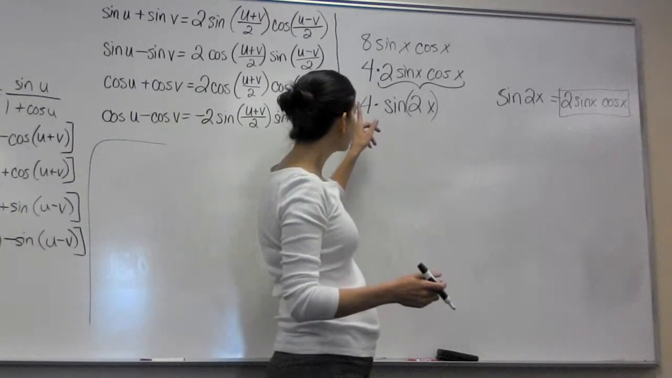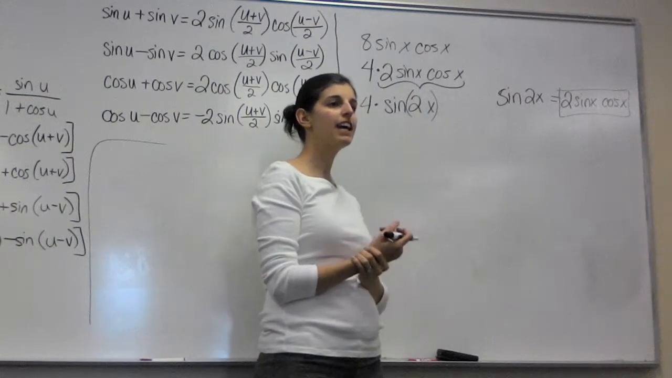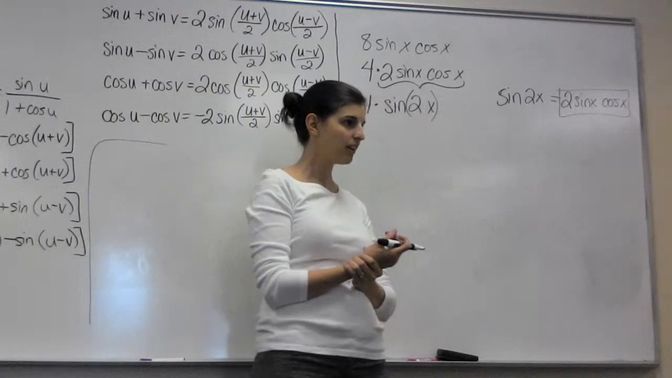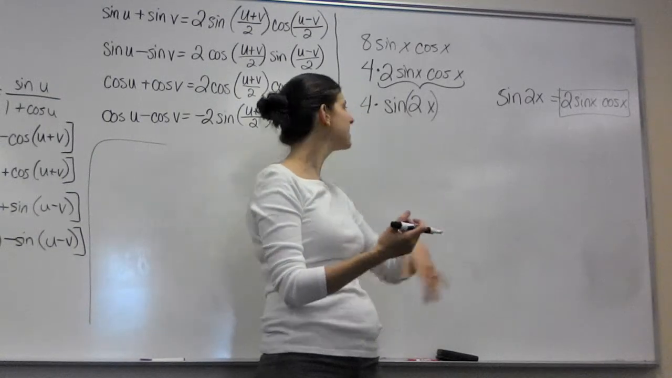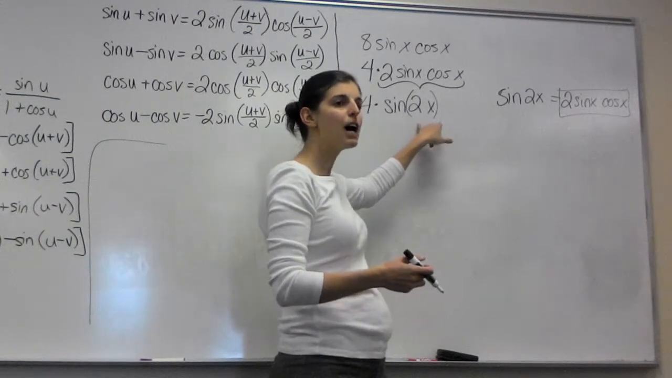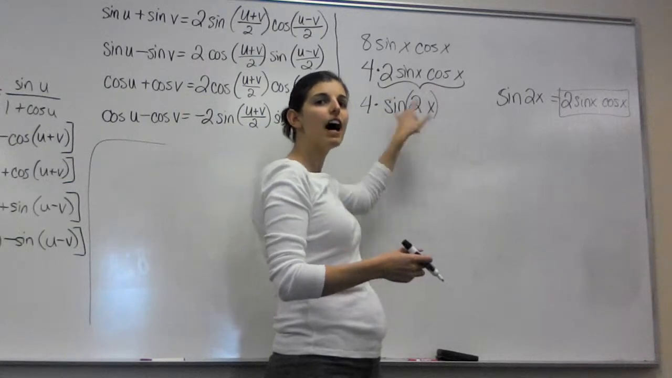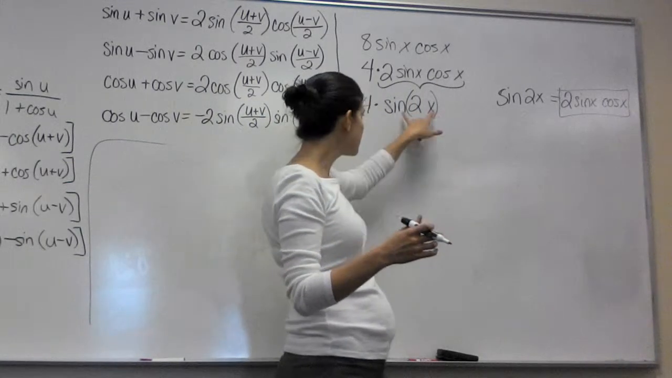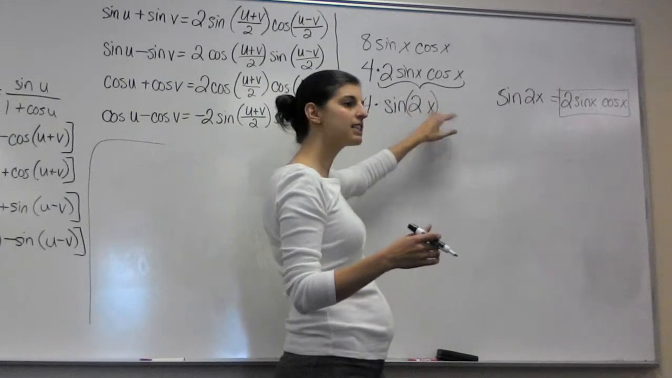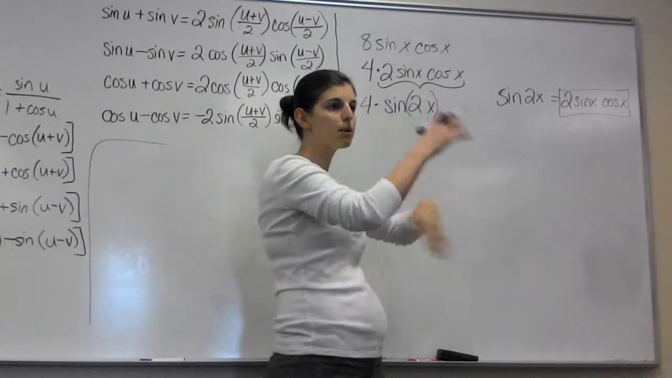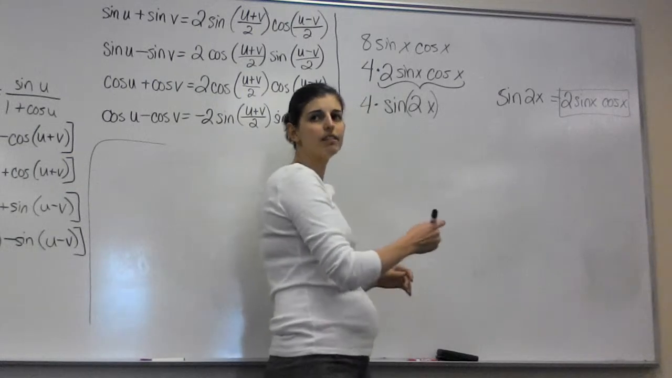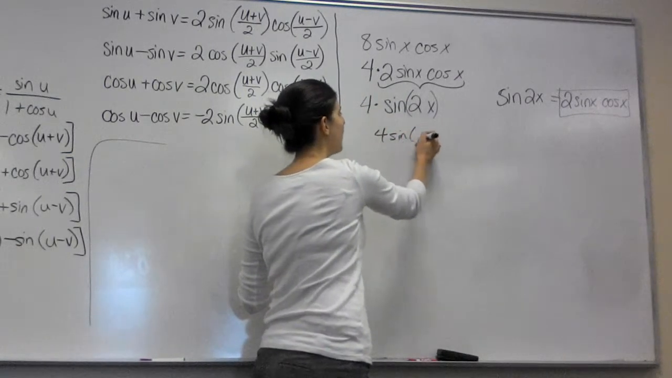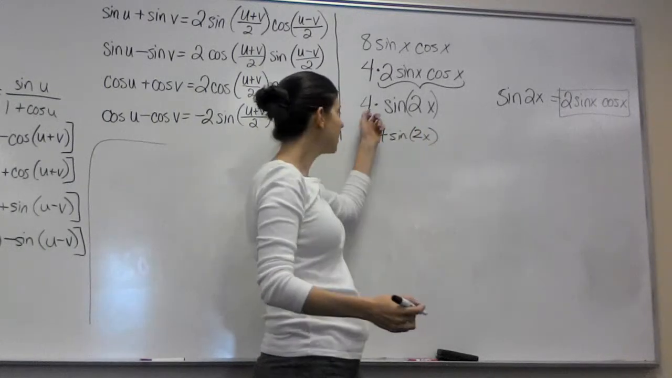Can you multiply the 4 and the 2 and get sine of 8x? No. A lot of people would. This set of parentheses is not multiplication. You cannot flip the order around. It's composition. Sine of 2x is one thing, it's not separable. So that's your final answer. You can write it as 4 sine of 2x and be done.